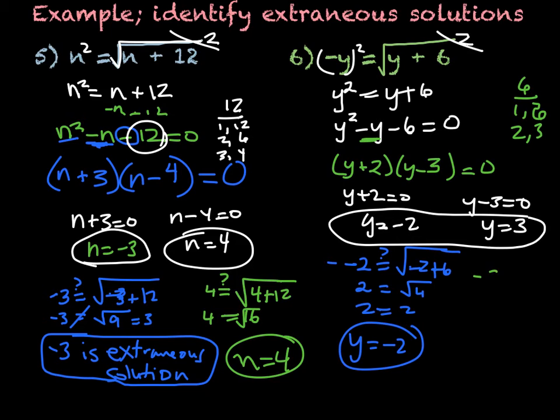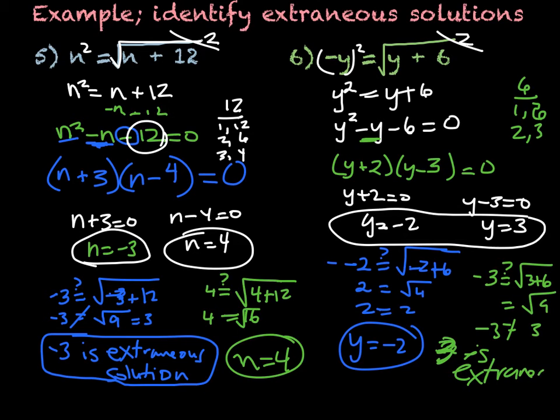So I'd have negative 3, is that equal to the square root of 3 plus 6? So that would be the square root of 9, which is 3. So negative 3 is not equal to positive 3, so negative 3 is an extraneous solution. And that's your final answer.